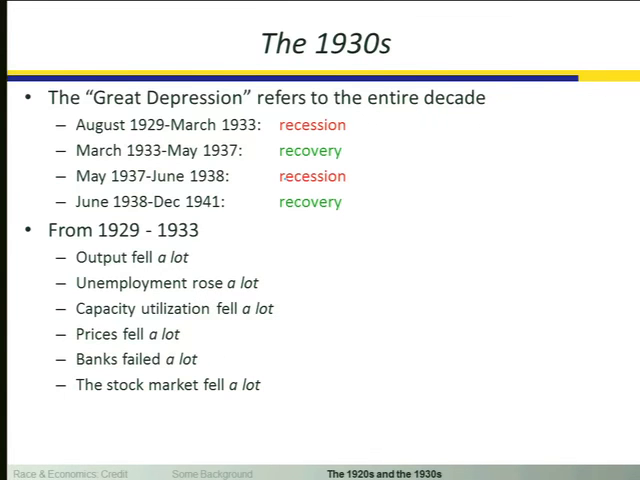Okay, what happens from 29 to 33? The economy bottoms out. Output falls a lot, unemployment rises a lot, capacity utilization falls a lot, prices fall a lot, banks fail a lot, the stock market fell a lot. Everything went to hell in a handbasket, as my grandma used to say. I could have downloaded lots more pictures and shown you the movie, but I didn't.